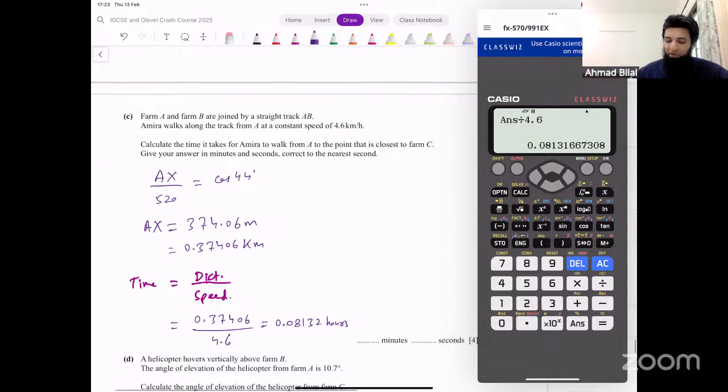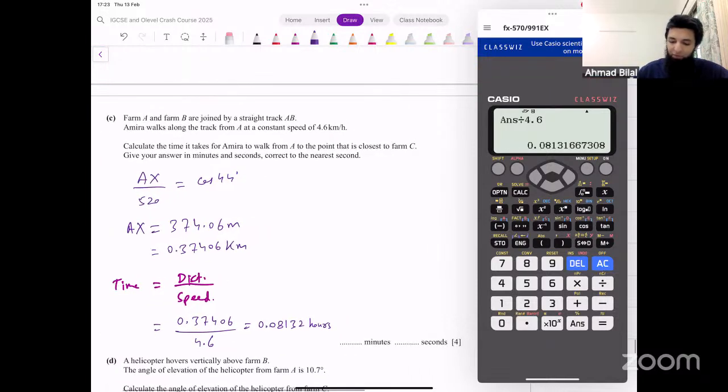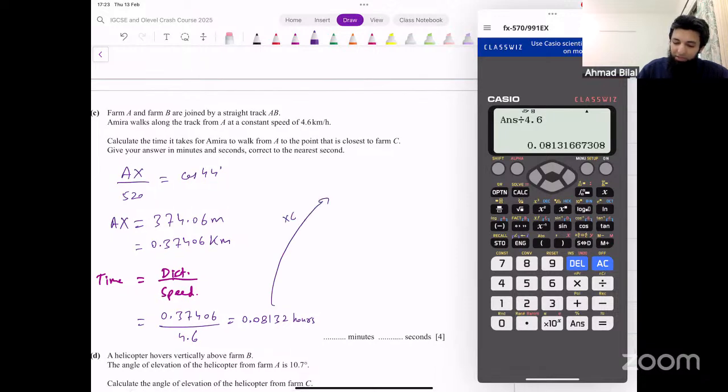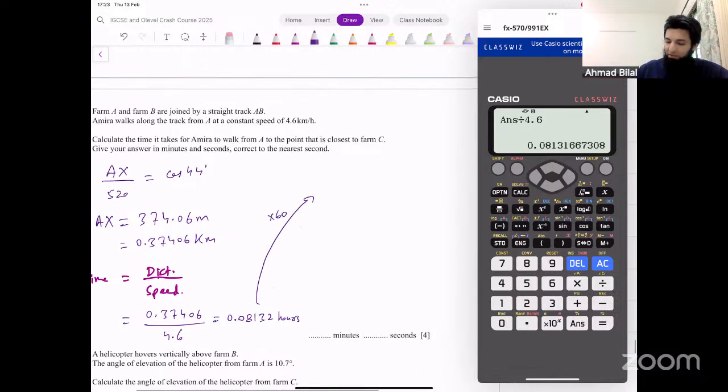We want to give our answer in minutes and seconds. What do we do for that? We can multiply this by 60 first of all. What does that give us? 4.879 minutes. Okay, now what that means is we have 4 full minutes. So the number of minutes is going to be 4 here. What about the seconds now? We can break it down like this. We can say it's 4 minutes and then how many seconds?